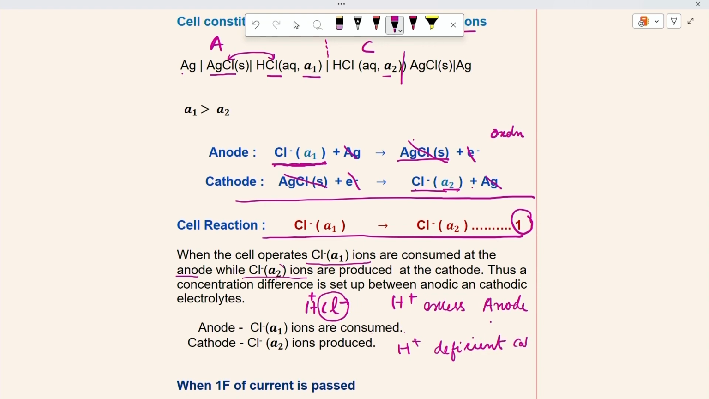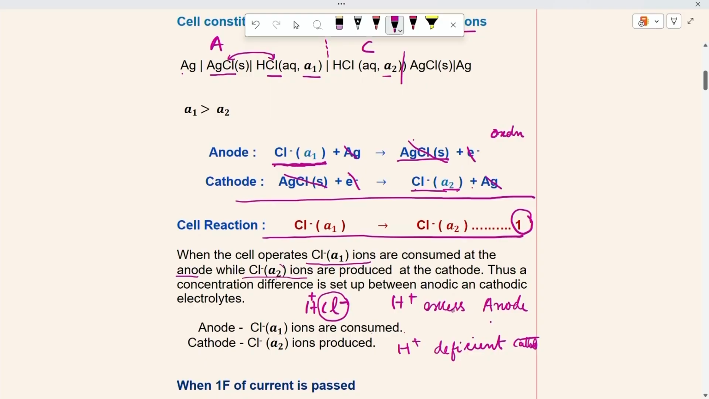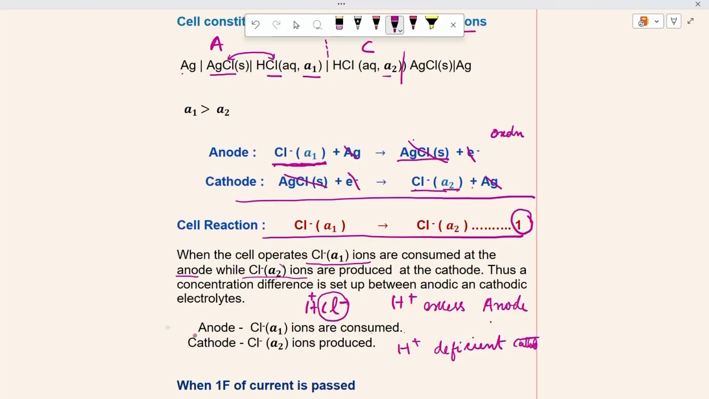This is at the cathode. Now, what happens is that since these H plus ions are in excess and the chloride ions require H plus ions, there is a tendency of H plus ions to migrate from anode to cathode. So, these H plus ions can migrate from concentration A1 to the cathode.